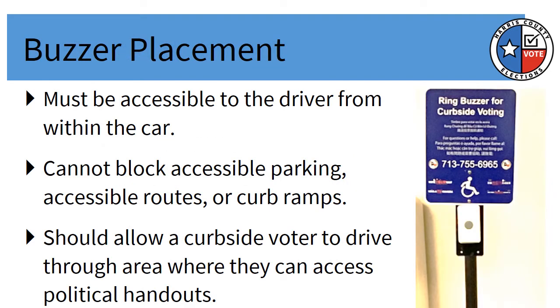To determine the best setup, consider the following. The buzzer must be accessible to the driver from within the car. The buzzer cannot block accessible parking, accessible routes, or curb ramps. The buzzer should be placed so that a voter seeking curbside voting should be able to drive through the area where they can access political representatives to receive handouts.